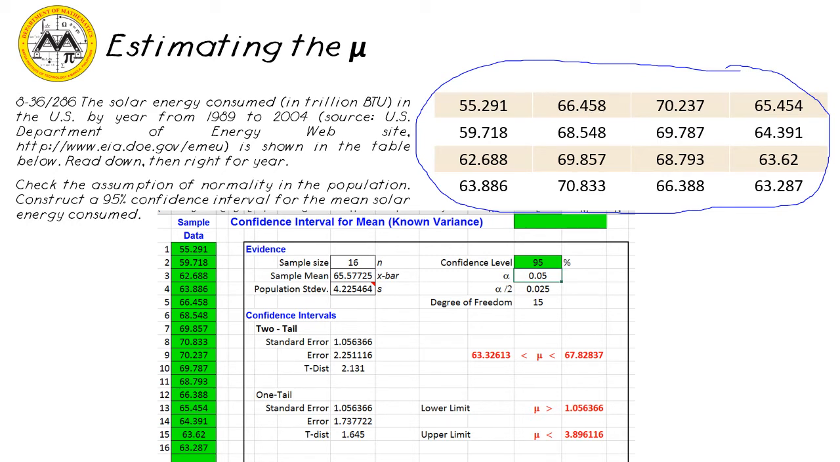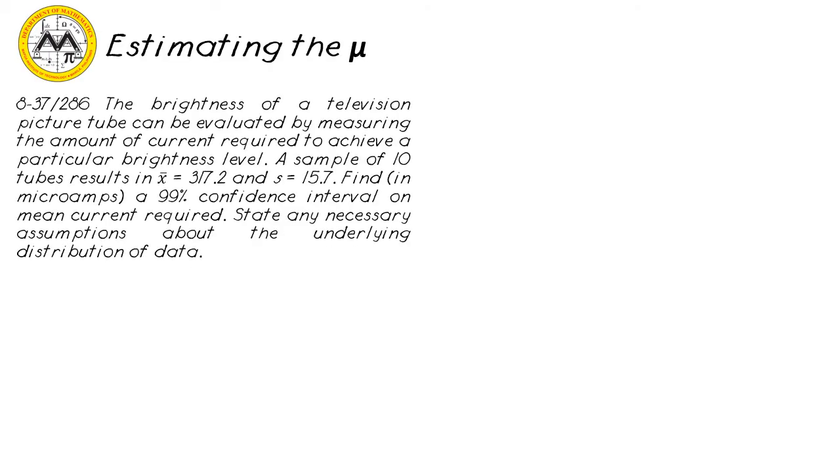It is the mean, the sample size would be 4 times 4, so that's 16 data. The mean and standard deviation of the sample were already computed. For a 95% confidence interval, alpha is 0.05, alpha over 2 is 0.05 over 2. The degrees of freedom v is computed as n minus 1, so this is 16 minus 1, that's 15. For the two-sided confidence interval, t of 0.025, 15 would give us a t value of 2.131. So the range of values for mu is from 63.33 to 67.83.